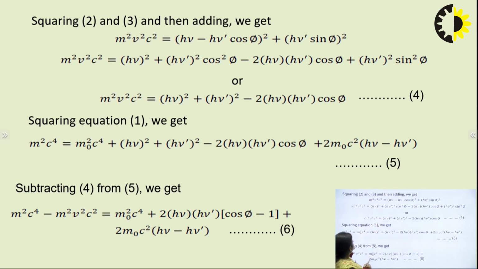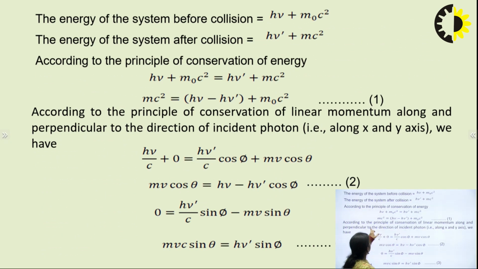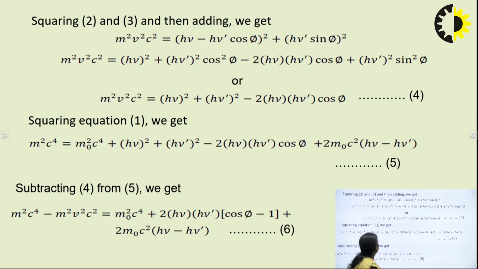All right. Now we can use this energy law and we can obtain certain expression again, which will help us to obtain the relations between the scattered wavelengths. So what do we do? How do we use the energy part? We simply square equation 1. This was our equation 1, which we have obtained from the energy. So we simply square this equation, and when we square, we get m square c to the power 4, m naught square c to the power 4, and this long expression. And this expression we have given the name equation 5.